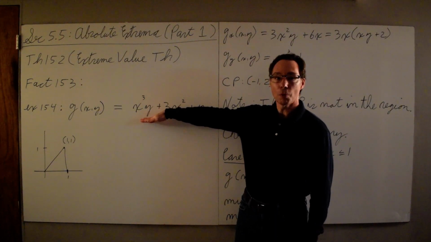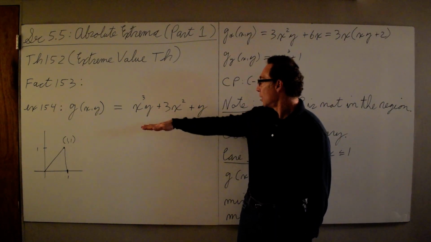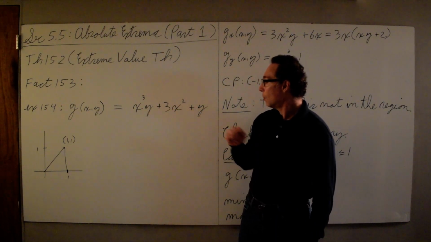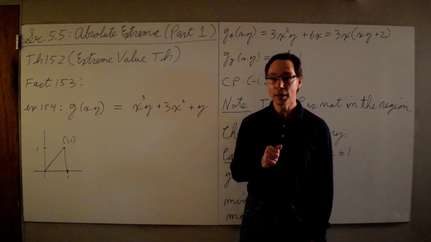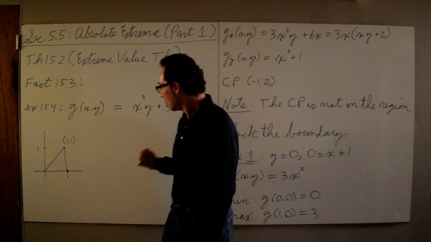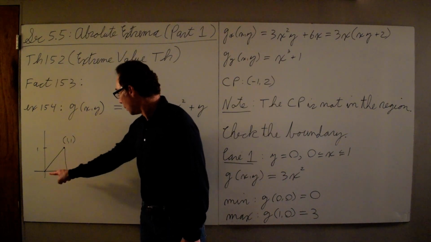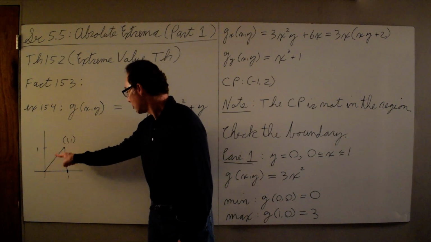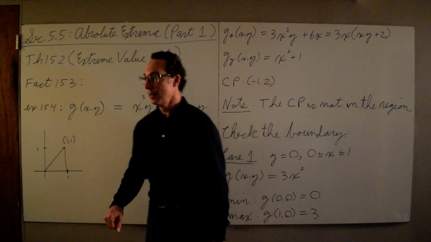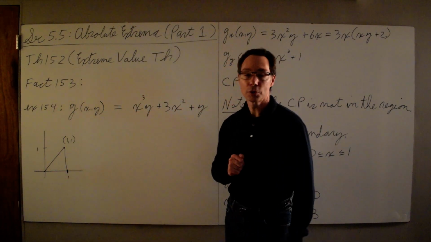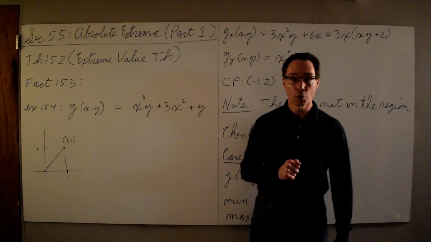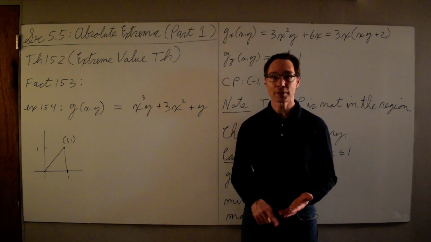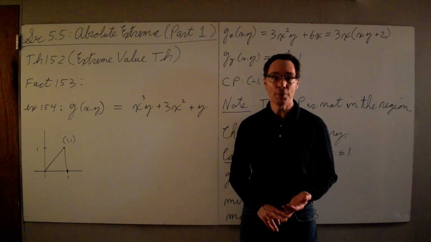So let's look at example 154. g of x, y is this polynomial, and the boundary that we're given is the region bounded by this triangle, with vertices (0, 0), (1, 0), and (1, 1). This is our closed bounded region. This is our continuous function. A continuous function on a closed bounded region has a max and it has a min. We have to find those.